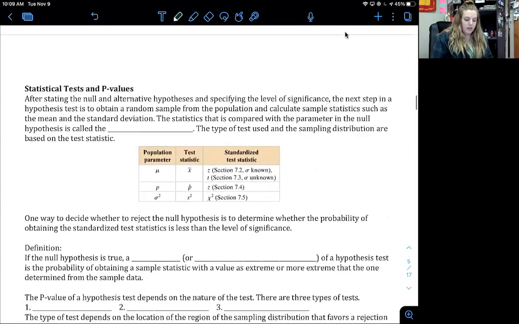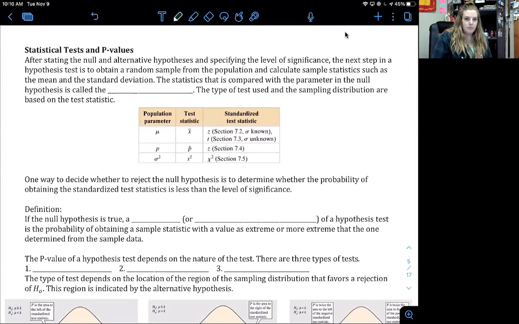All right, the next thing we're going to look at is statistical test and p-value. So a p-value is one method we can use to test a claim. So after we state the null and alternative hypothesis and specify our level of significance, which we'll talk about later, this is going to be alpha. The next step in the hypothesis test is to obtain a random sample from the population and calculate the sample statistics, such as the mean and the standard deviation.